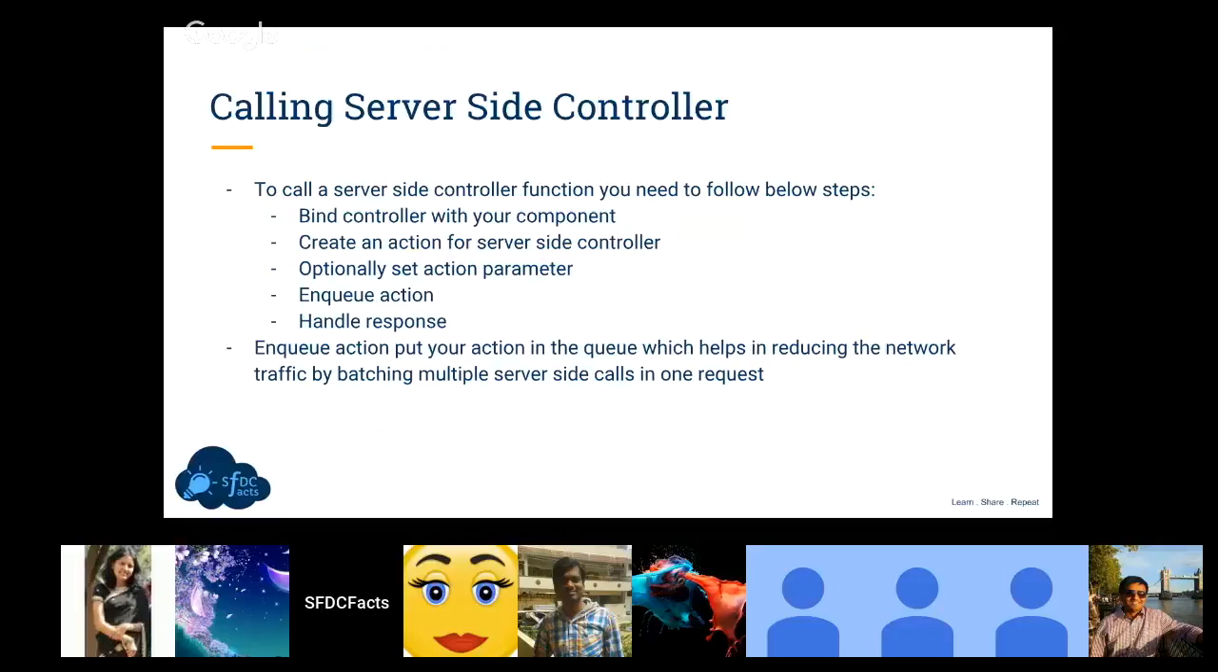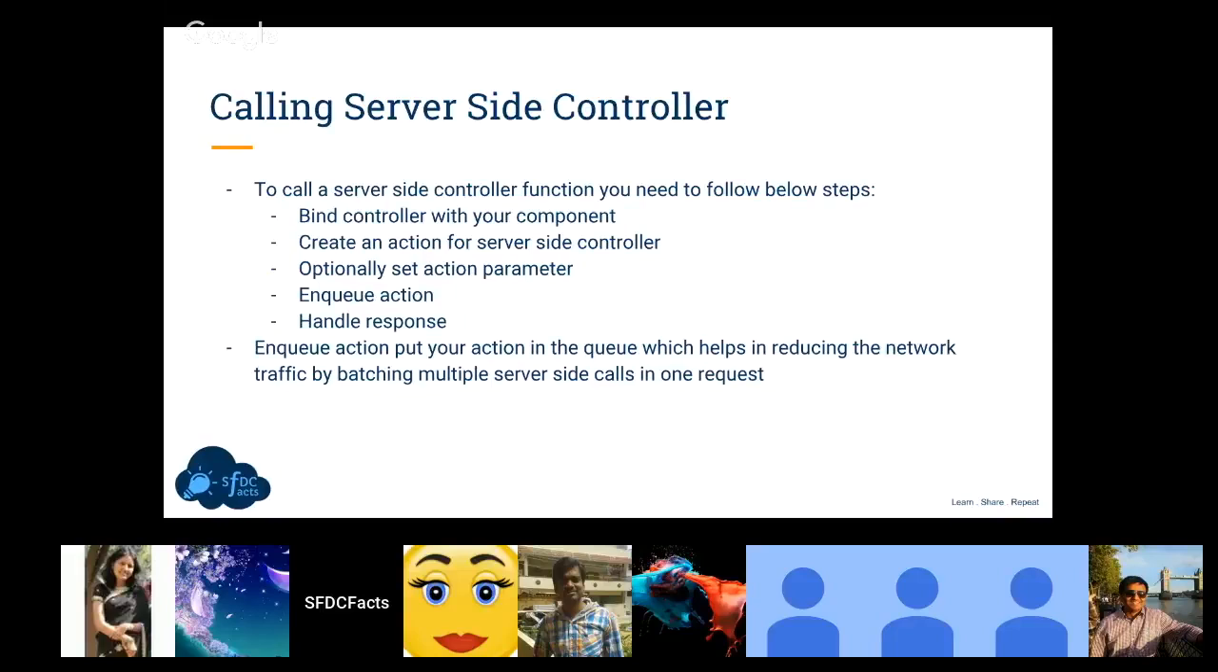So why do we enqueue an action? Enqueuing means if multiple requests are going to your server side controller simultaneously, the Lightning framework will combine all those requests and send them as a single request. This will save you multiple round trips between your server and your client, and in a single request all of these actions can go to your server, do their task there, and fetch the result for you.